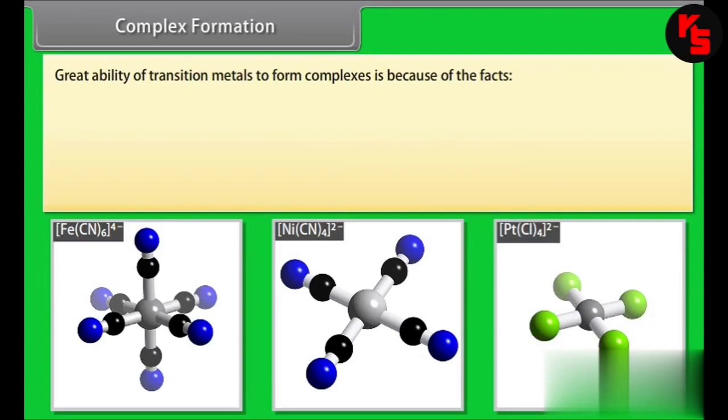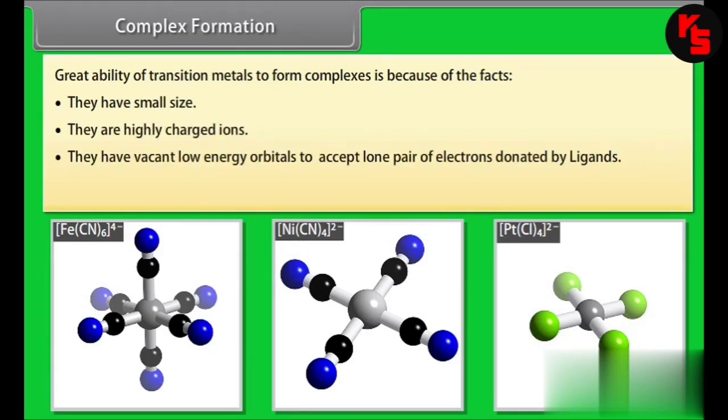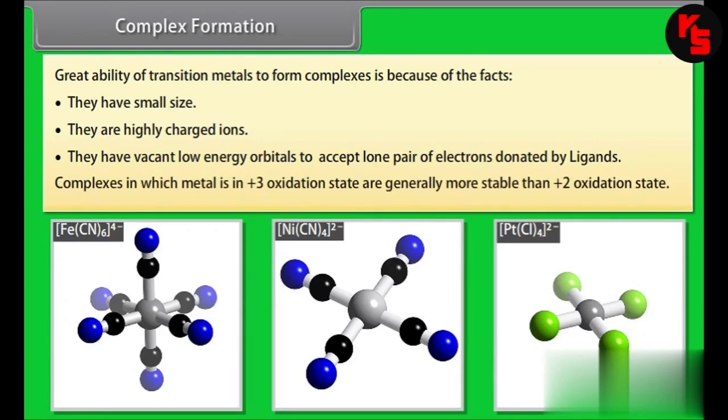The great ability of transition metals to form complexes is because of the fact that they have small size, they are highly charged ions, and they have vacant low energy orbitals to accept lone pairs of electrons donated by ligands. Complexes in which the metal is in +3 oxidation state are generally more stable than those in +2 oxidation state.